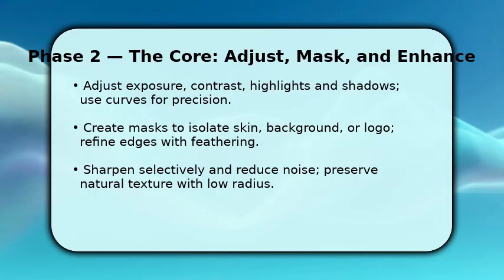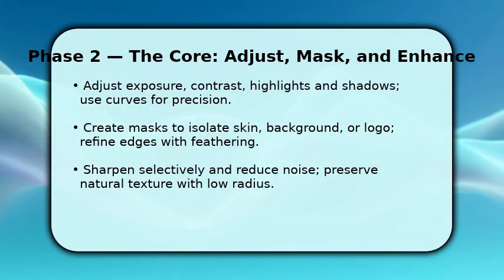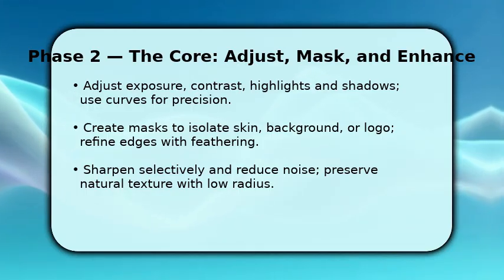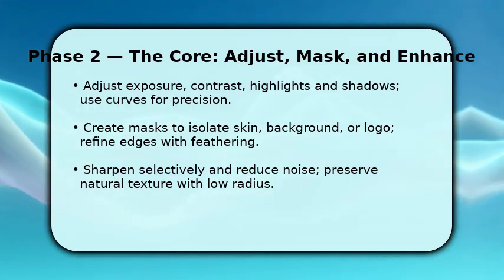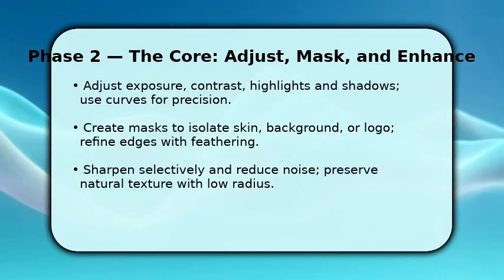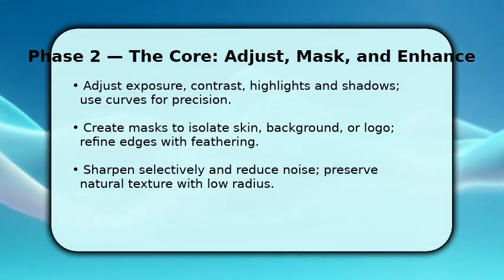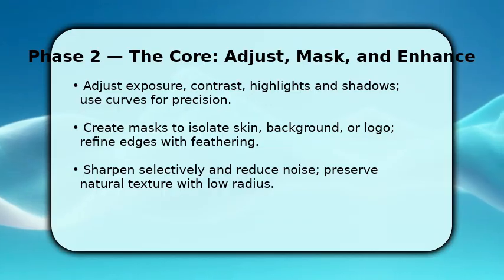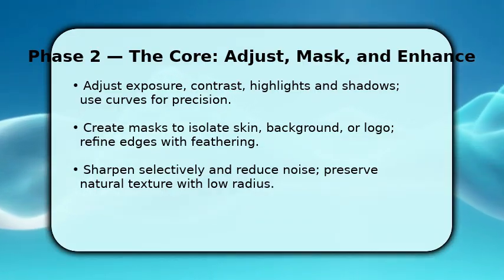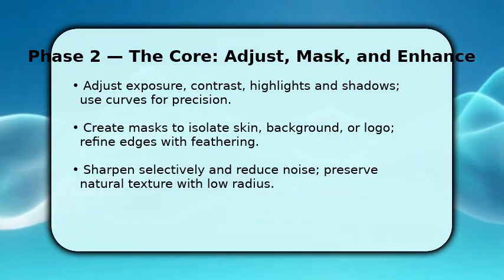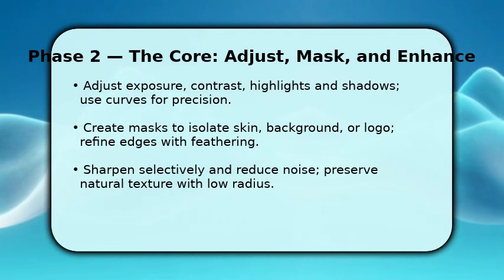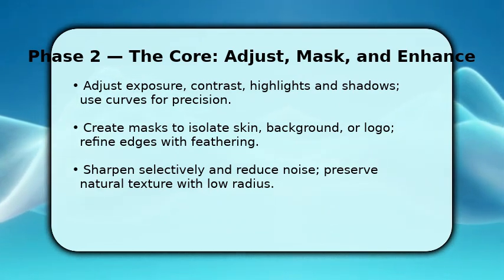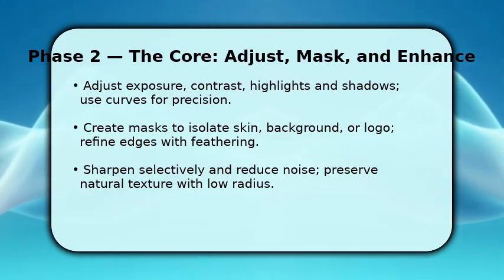Next, focus on precise adjustments. Use exposure, contrast, highlights, and shadows, and refine with a curves adjustment for tonal control. Then create masks to target skin, background, or logos. Refine edges with feathering so transitions look natural. Apply selective sharpening to areas that need clarity, and run noise reduction only where grain distracts. This preserves texture. Once these steps are balanced, inspect at 100%, because only at full resolution will you see edge halos or over-sharpening that require subtle corrections.